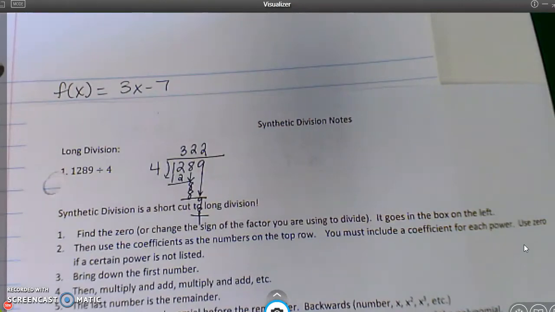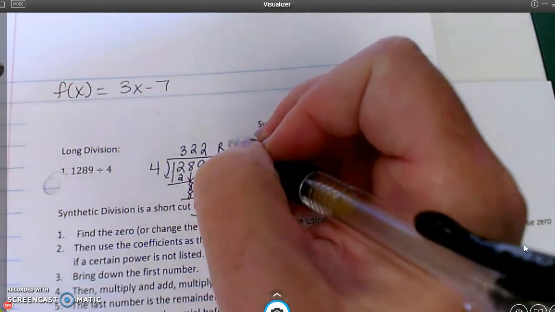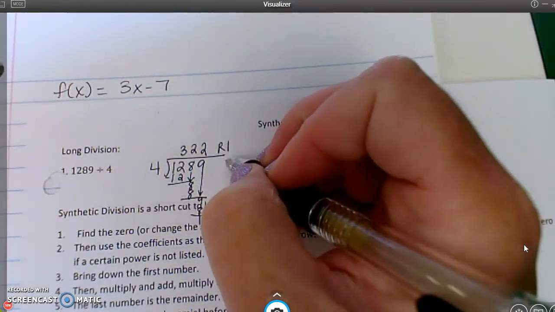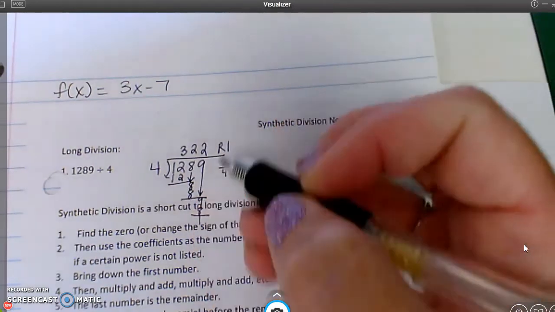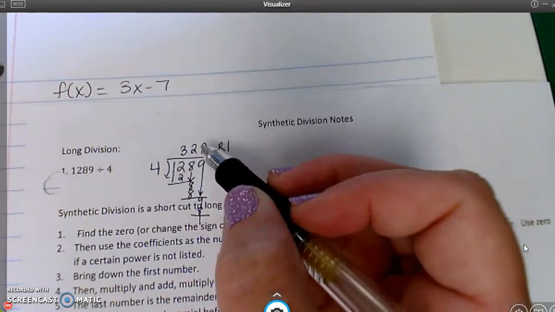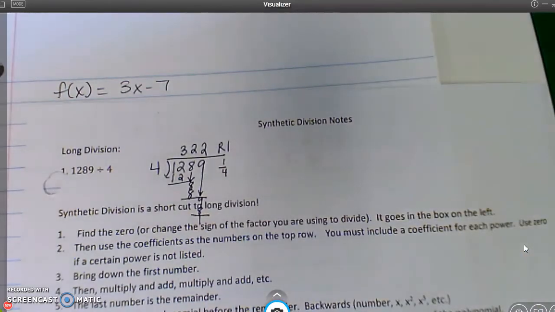Another way to write it is that you can just say you have a remainder of 1. Another way to write it is to say that it's a 1/4. Whatever you have left over, if you divide it by what was being divided, we can say that our answer is 322 and 1/4, or we can say our answer is 322 remainder of 1. Either one of those is correct.